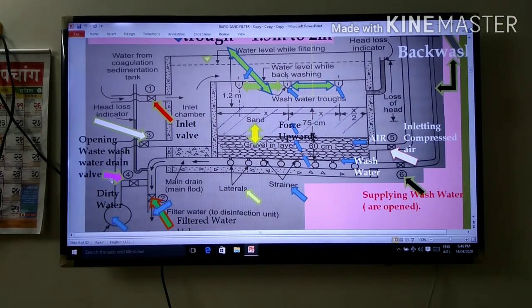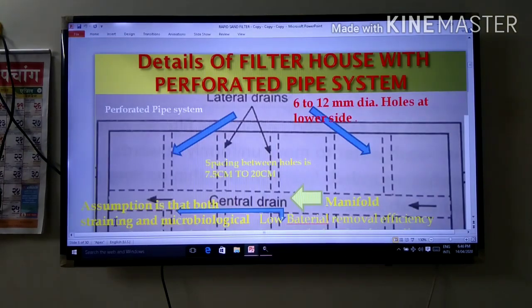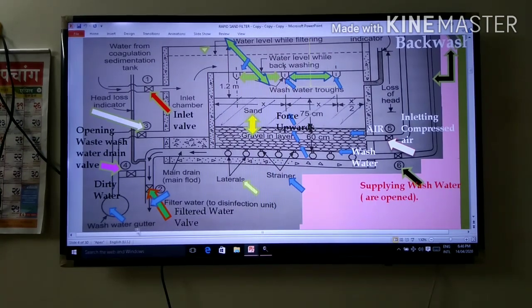This is wall number 4. It is denoted by pink color. The duty of wall number 4 is opening waste wash water drain wall, that is to drain the dirty water, and it is collected in the wash water gutter. It is denoted by blue arrow. See in the figure, my arrow is showing.